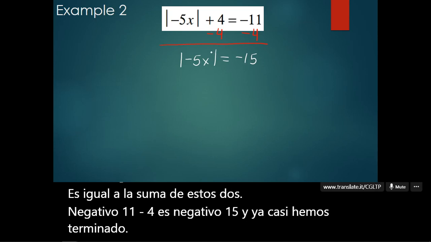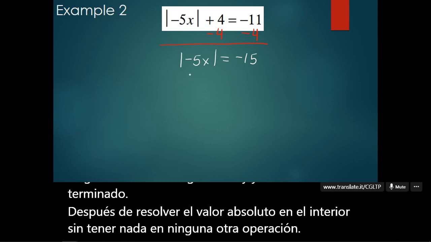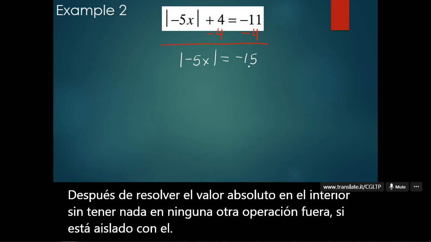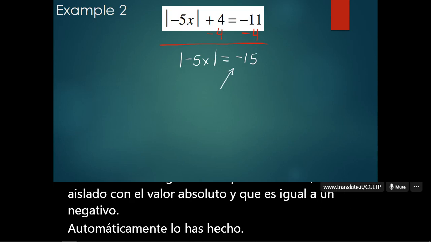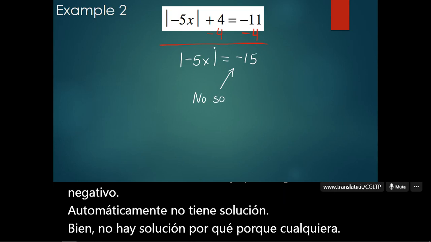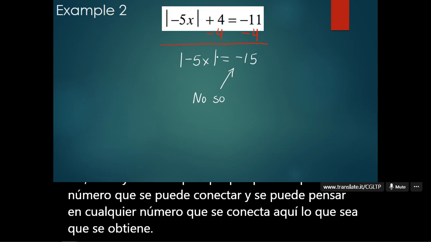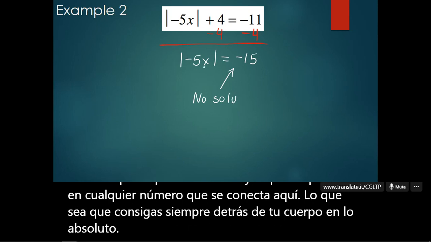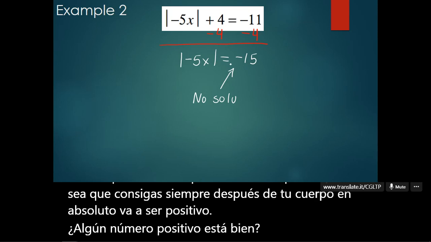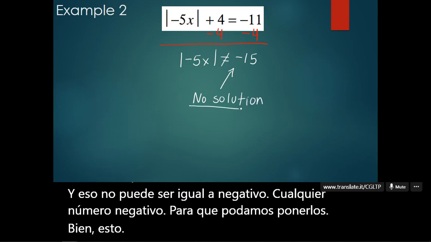After you solve for the absolute value inside without having any other operations outside, if you're isolated with the absolute value and that is equal to a negative, you automatically have no solution. Okay, no solution. Why? Because any number that you can plug in here, whatever you get, always after evaluating the absolute value, is going to be positive, any positive number, okay? Doesn't matter what you plug in here. And that cannot be equal to any negative number. So we can put that this has no solution.